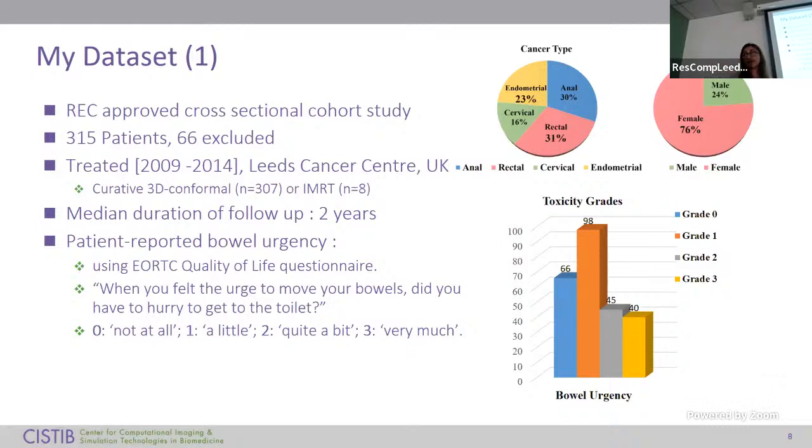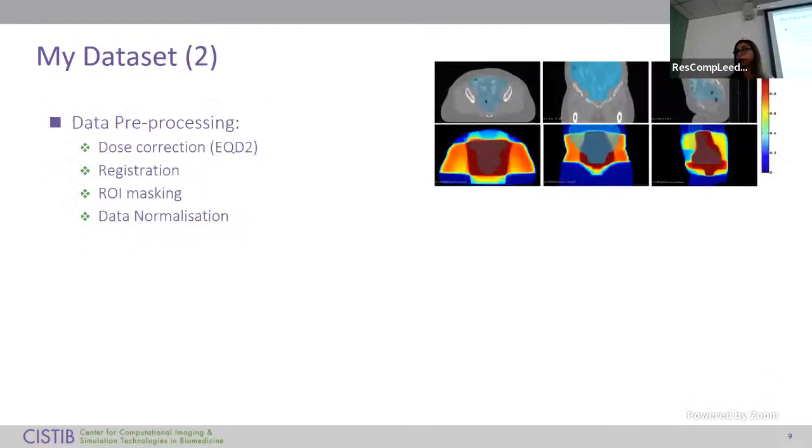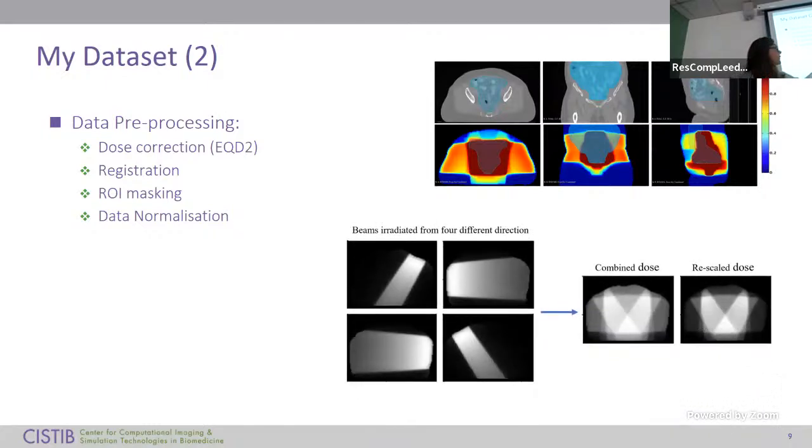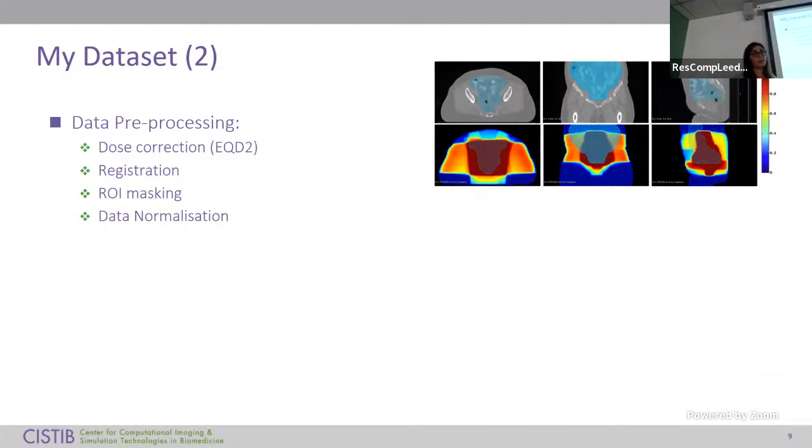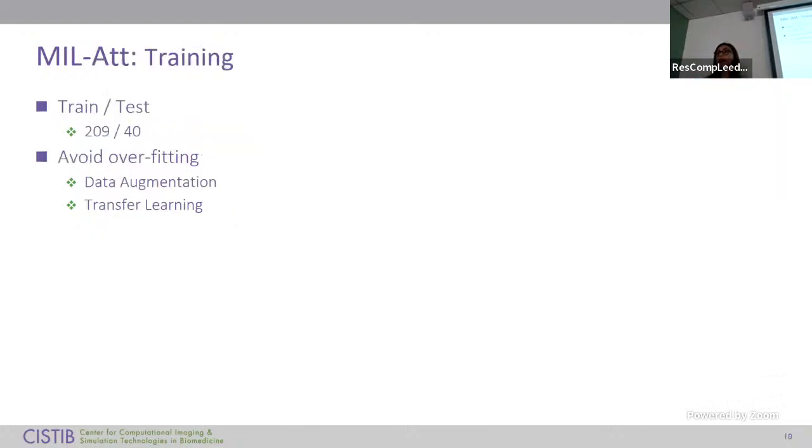We trained our network on a data set with 315 patients, and then we divided them into 2 classes of patients: without bowel agency toxicity and with bowel agency toxicity. Of course, we did some data pre-processing. Some patients had more than 1 treatment. You see that this patient had 4 treatment plans, so we had to combine them and scale the dose to have only 1 plan. We did registration and the region of interest for the bowel bag masking, and data normalization regarding the whole population.